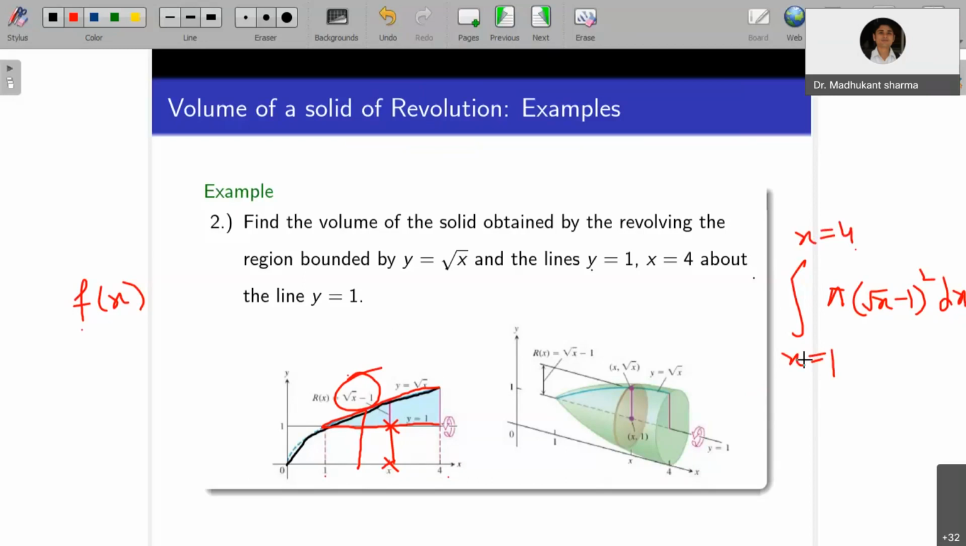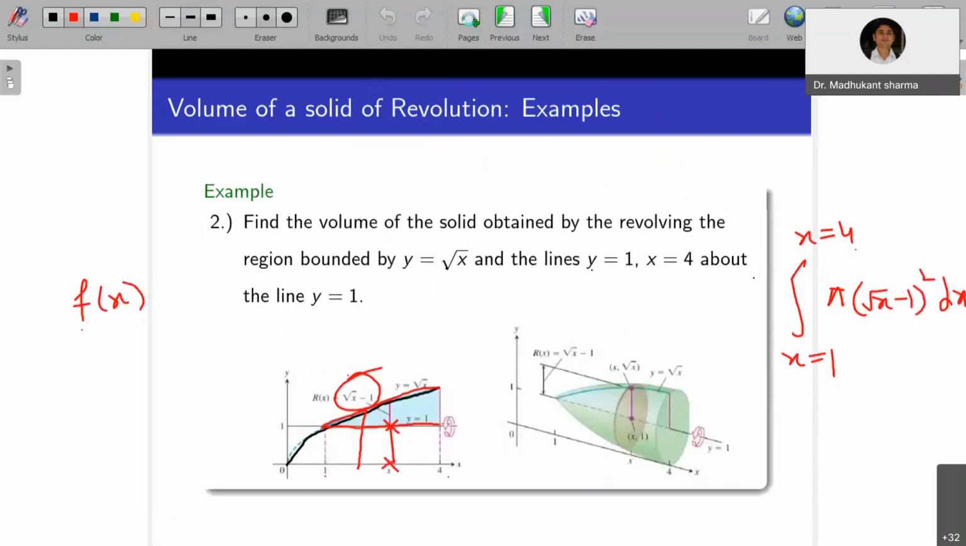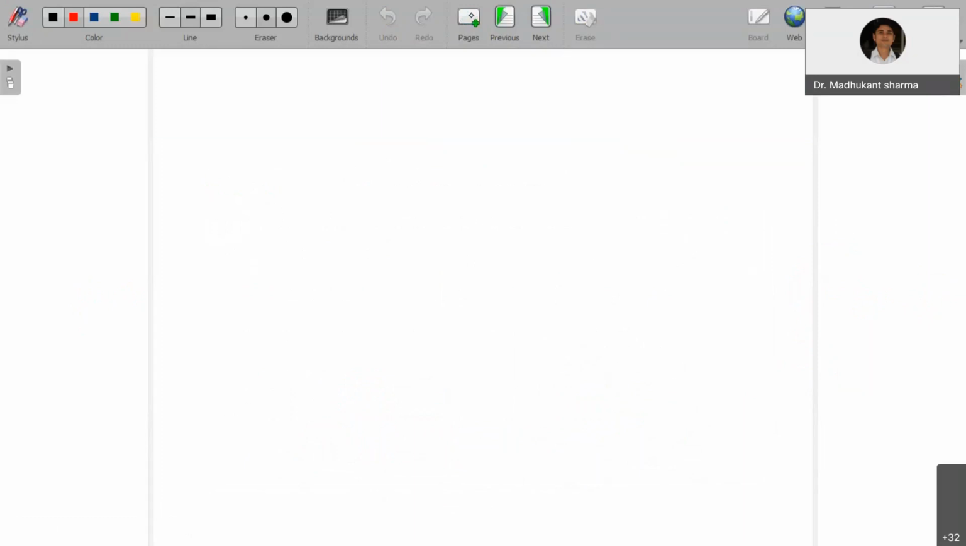Now you can work with this. You can also take y equals x as an axis of revolution and try to work it out. So this is the way to proceed for finding the volume of a solid of revolution. Now let's move to find the volume of a portion of a surface. For that, let's try to understand this.